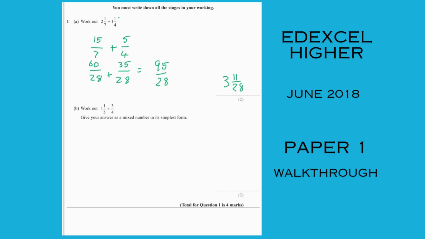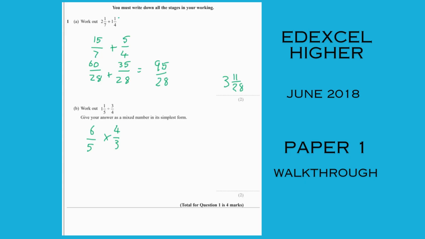Part B, same again. Turn the first fraction into improper, top heavy, whatever you call it. But this is your old KFC. Keep, flip, change. You could do top times top straight away, but I always prefer, if there's any pre-cancelling to be done, do it.